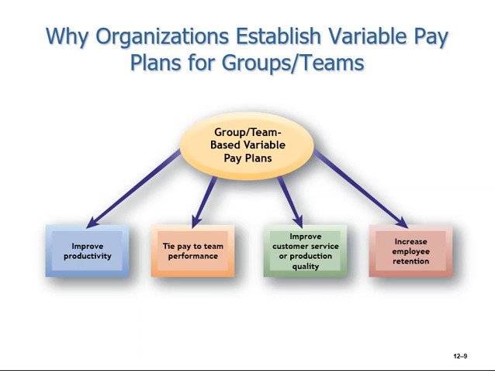As mentioned in the previous slide, there are times when an organization will want to develop a variable compensation model for a group or for a team. However, you want to be careful to understand when that's necessary and make sure that it fits within the culture of the organization. But here are 4 reasons why organizations may want to consider developing a variable compensation model for teams. 1, it improves productivity. 2, it ties pay to team performance. It can help improve customer service or production quality, and it could also increase employee retention.